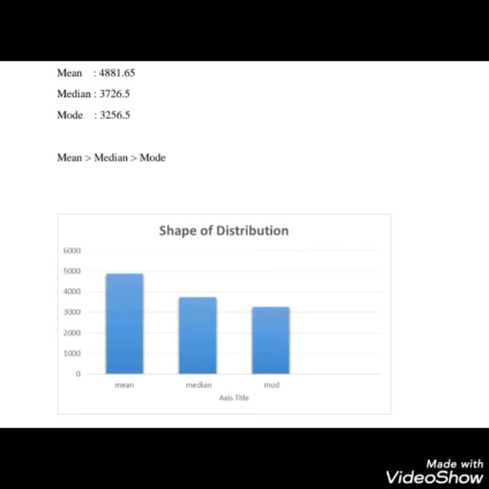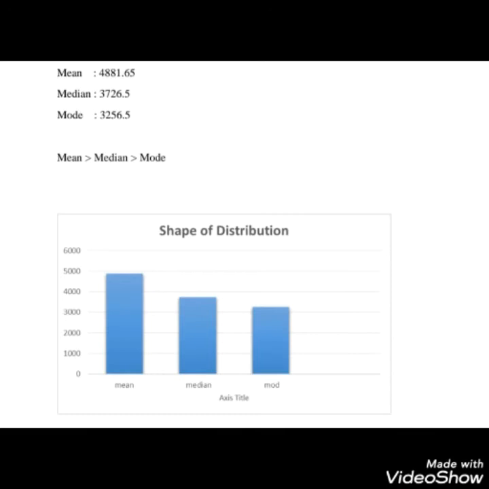Last but not least, now we will study how to derive the shape of distribution based on the graph. Firstly, we have to know the value of the mean, based on the formula given. Second, we have to know the value of the median, and lastly the value of the mode. After that we have to arrange the positions: firstly mean, second median, and lastly mode.